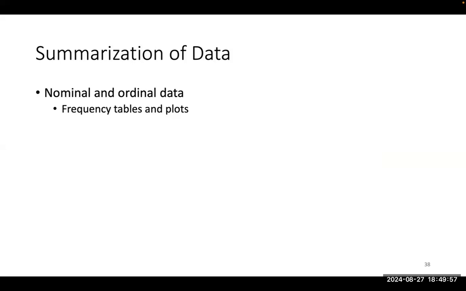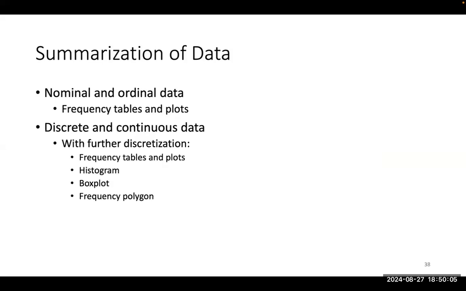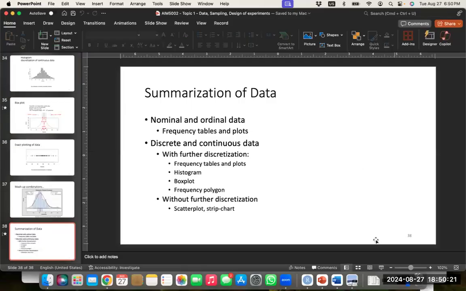Summarization. Good. Any questions on graphing? We'll talk again about graphs in a bit more detail. Now we can finalize on nominal and ordinal data. We have frequency tables, histograms, box plots, frequency polygons, scatter plots, and strip charts, and that brings us to the end. Any questions on this? If not, then we can do a little bit of R coding for today, just to get started.